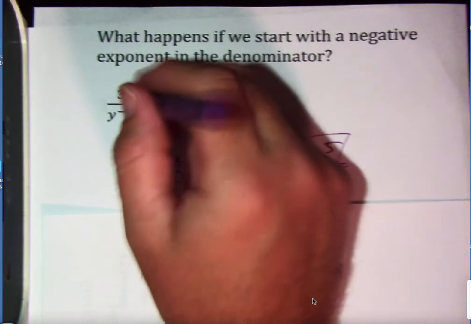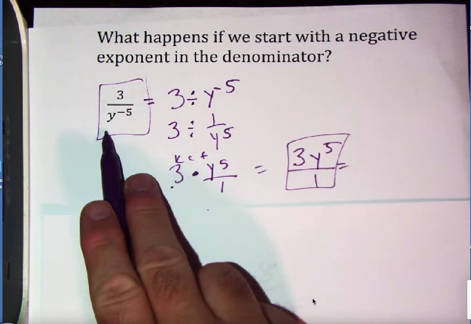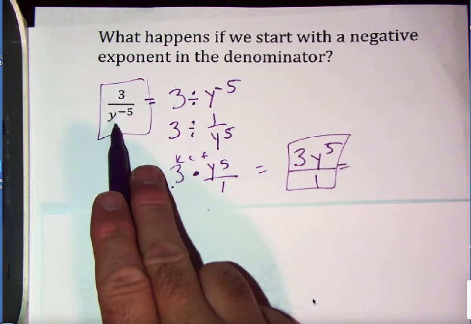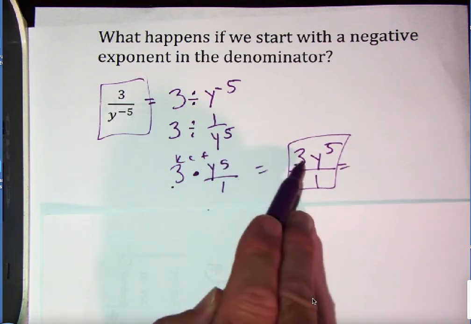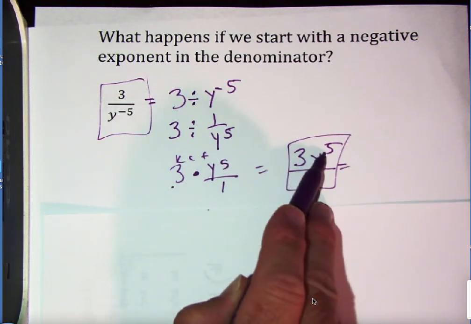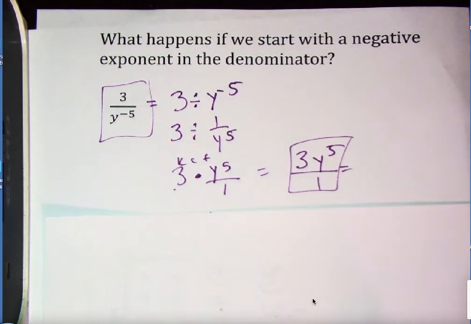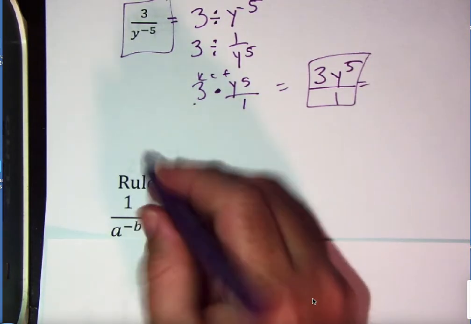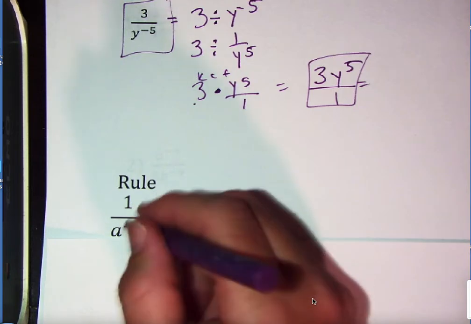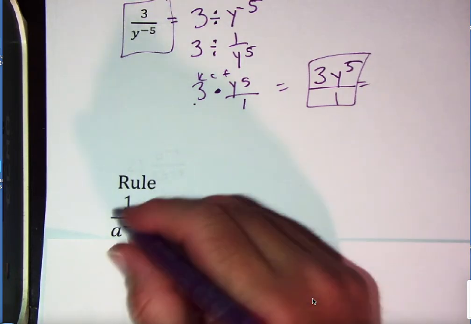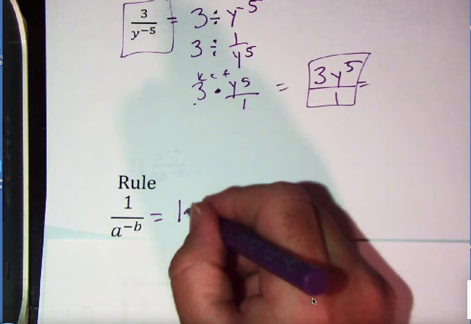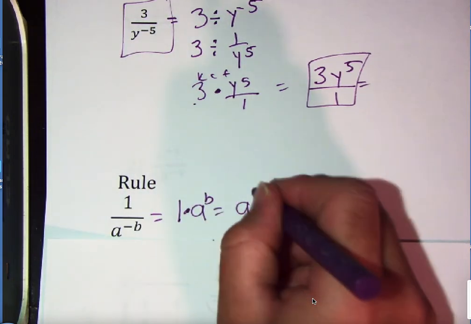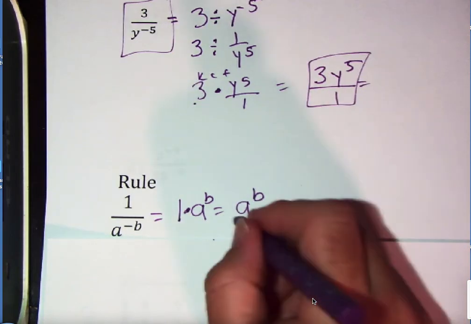Okay, what do you notice about a base with a negative exponent in the denominator? Well, it ends up being a positive exponent in the numerator. And that's actually the rule. So if you have 1 over anything divided by a base to the negative exponent, we can write that as 1 times a to the b, or just a to the b power over 1.